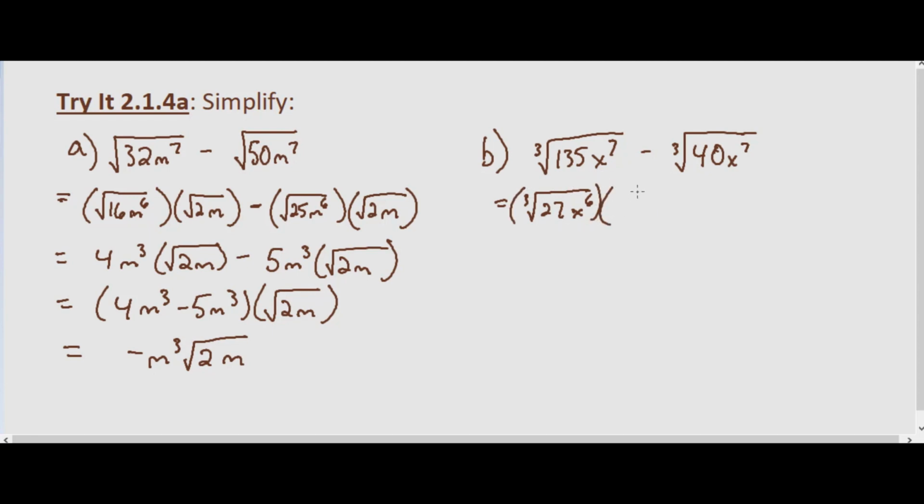And then what are we left with? That's going to be the cube root. 135 divided by 27 is 5. X to the 7th divided by x to the 6th is x. So we're left with the cube root of 5x.